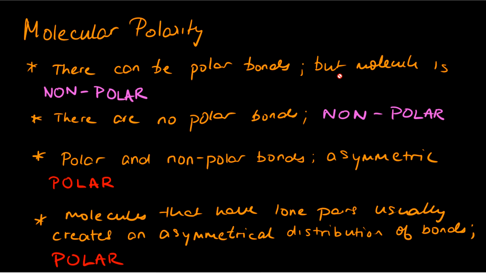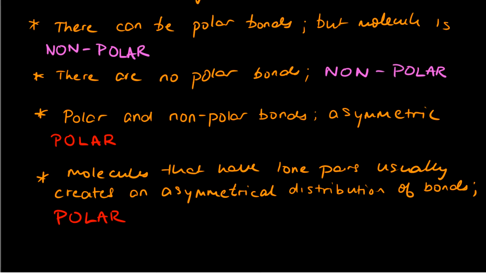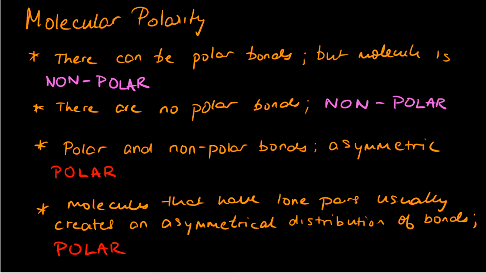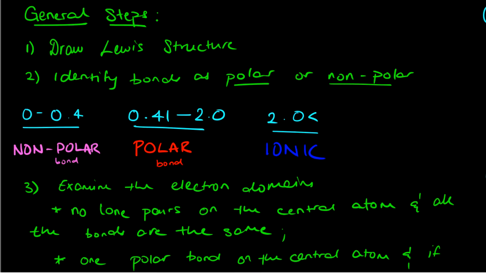We'll talk about that. Molecules that have lone pairs usually create an asymmetrical distribution of bonds, which causes them to be polar, but not always. I thought that if you have lone pairs, it's always polar. Not true. We will talk about that too. We'll do some practice problems. They're also online, you can probably find them. So yeah, let's get to it.